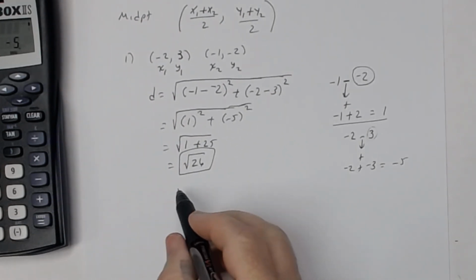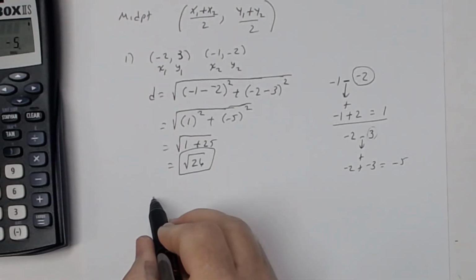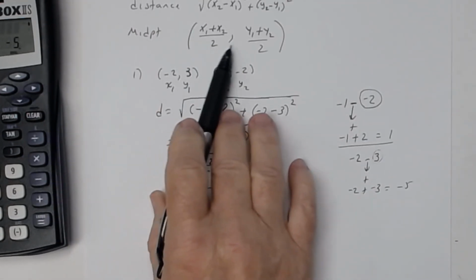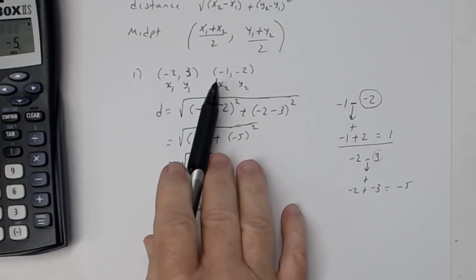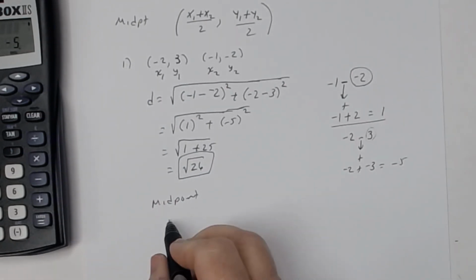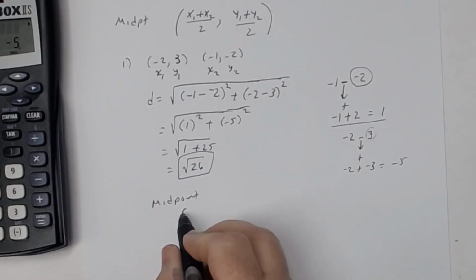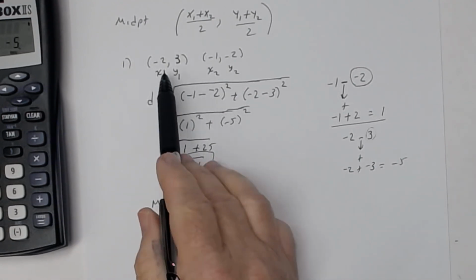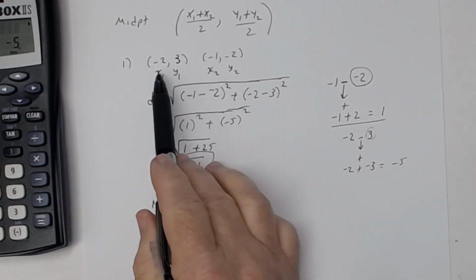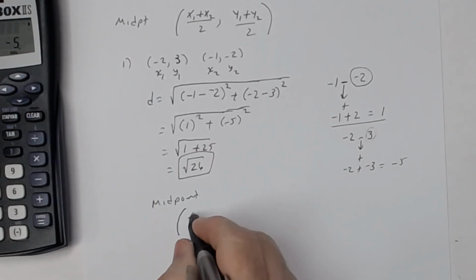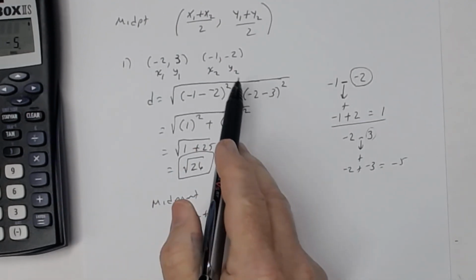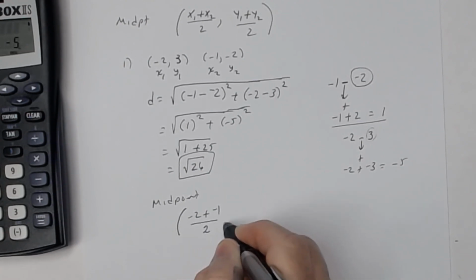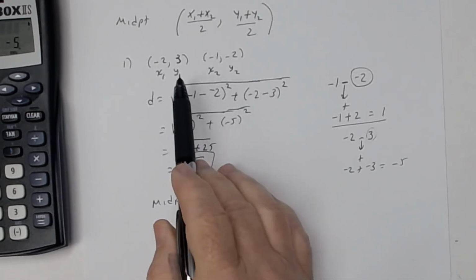Now let's do the midpoint for this. So the midpoint, remember that's this formula here. So basically you're going to add the x coordinates together. Now remember, the midpoint's a point, so you have to put that in parentheses because it's an ordered pair. So x1 plus x2, so you're going to say x1, which is -2, plus x2, which is a -1, divided by 2, comma, and then do the same thing with the y's.